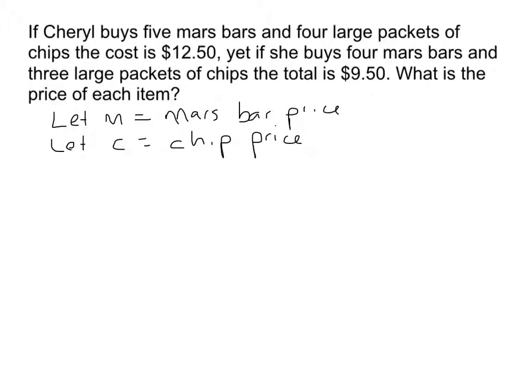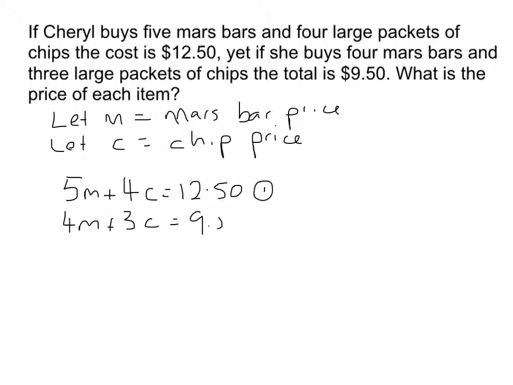So we've defined our variables at the start here. So 5 Mars bars and 4 large packets of chips, so we go 5M plus 4C equals $12.50. That's the first equation. For the second equation we have 4 Mars bars and 3 packets of chips. That's equal to $9.50. That's equation 2.